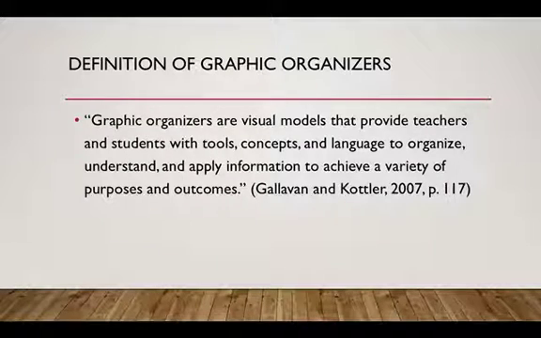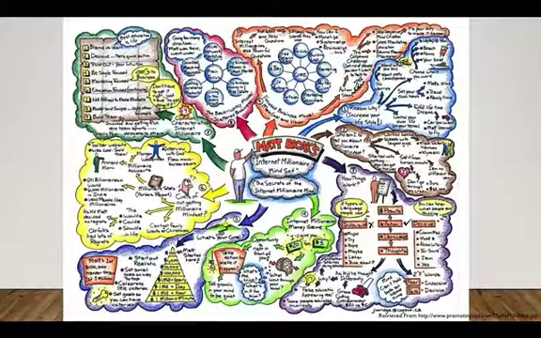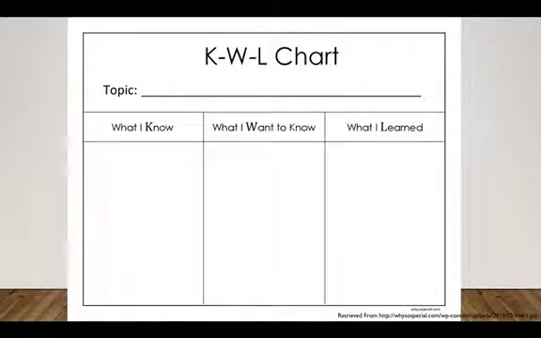So, definition of graphic organizers. In general, Gallivan and Kotler tell us that graphic organizers are visual models that provide teachers and students with tools, concepts, and language to organize, understand, and apply information to achieve a variety of purposes and outcomes. Some common types of graphic organizers that you may have already seen include Venn diagrams, mind maps, and KWL charts.